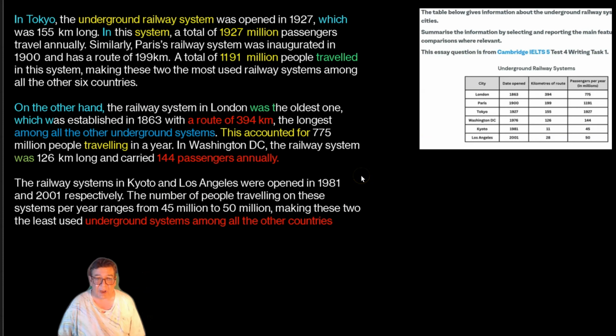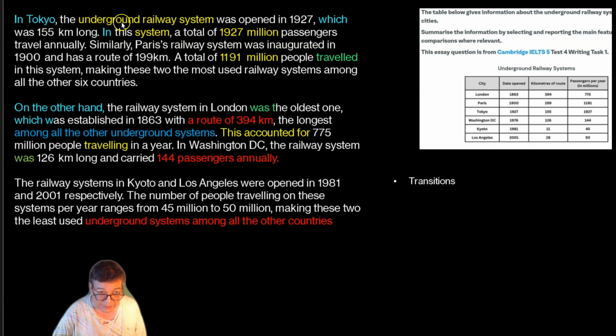Okay, 3 body paragraphs. You're not following the 4-paragraph model. In Tokyo, there's no transition between your overview and your body paragraphs here. It just kind of jumps in. Was that in the overview, Tokyo? Yeah, it was. But you need a better transition there.